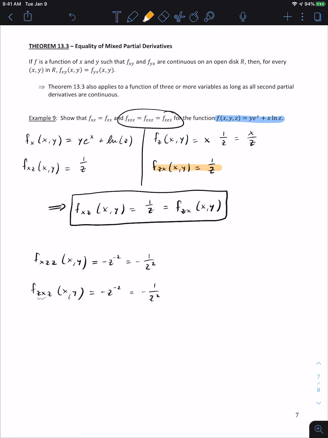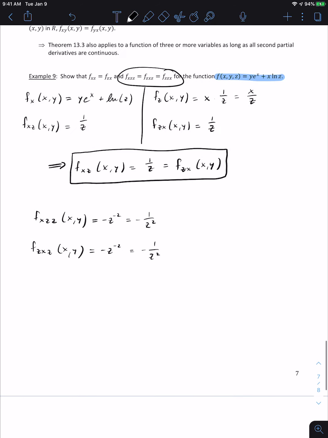And now the last one here, I need to find f sub zzx. So with this one, I don't have any help yet, so I'm going to have to keep going. So first I need to find f sub zz, because I don't have that one yet, and then I would find this derivative with respect to x. So in order to find f sub zz, I need to look at the partial derivative with respect to z, which is this guy right here, and then take the derivative of that with respect to z.